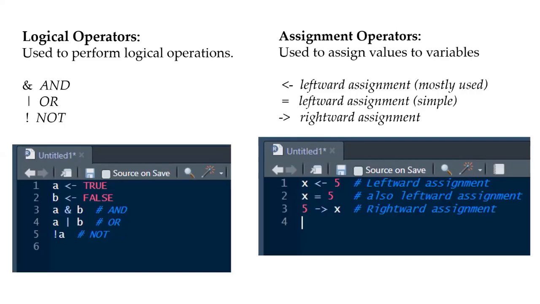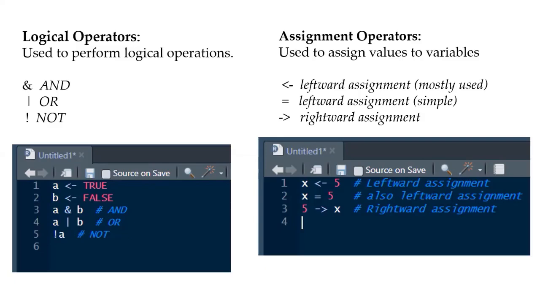And then with the leftward and the rightward assignments, we just change the direction of the assignment symbol, and then we change the location of the variables and the data. The equal sign is always used for leftward assignments. So I have x equals 5. If I do 5 equals x, it will give me an error because you cannot use a number as a variable name.